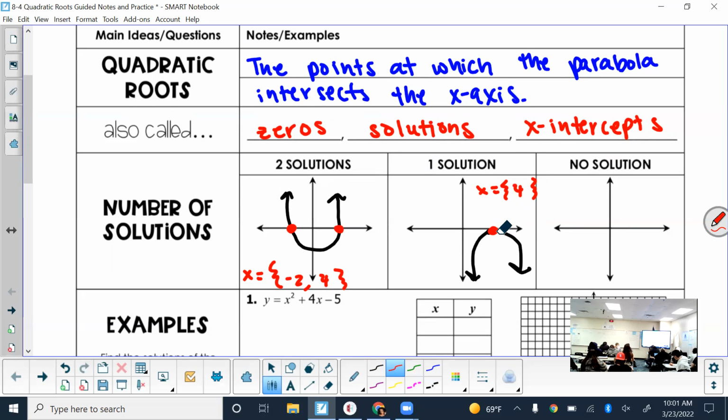Good. And then if there's no solution, how many times does it touch the x-axis? No times. 0. All right, so it might look something like that, or maybe the other way, but still not touching the x-axis. Mostly they just write no solution when it's no solution, but I've also seen them go like this when it's no solution. But most of the time they write it out. So any questions?